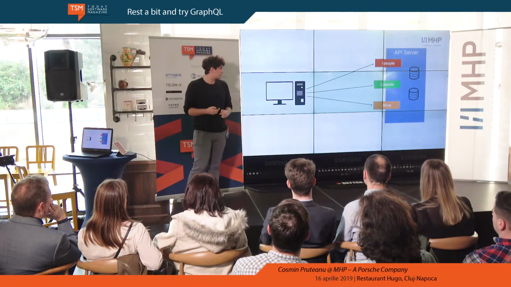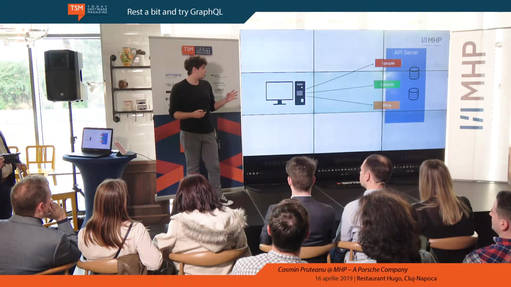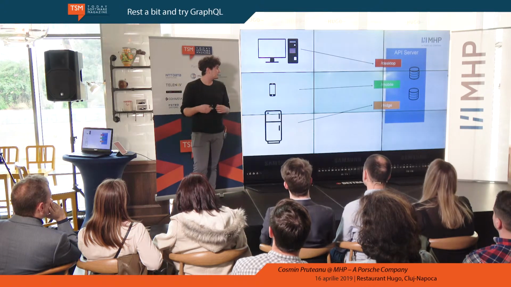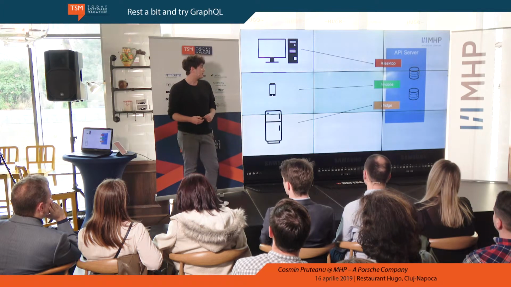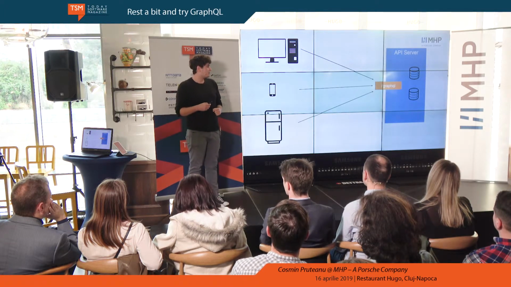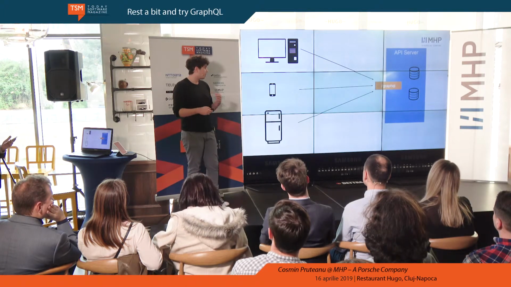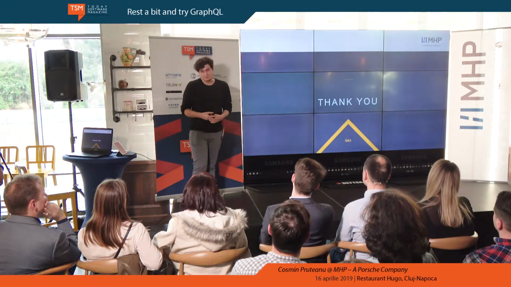So in contrast to what we would do with a classic REST API, like doing multiple requests, or in contrast with the Netflix approach of having dedicated endpoints for each device, now we can have only one endpoint that we can query with almost whatever we want. Thank you.